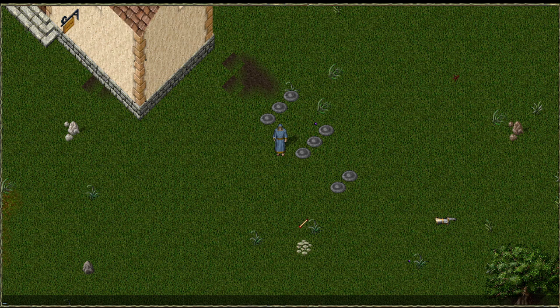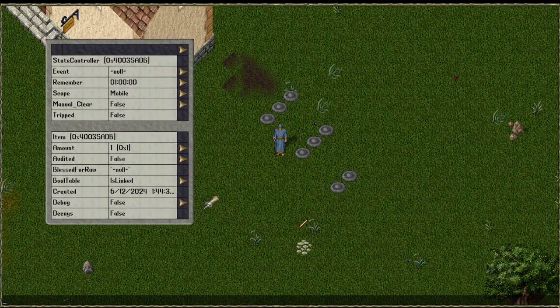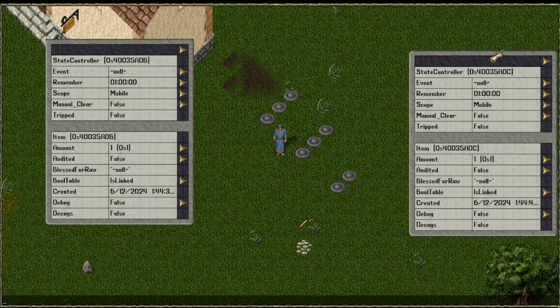I've covered state controllers in previous videos, so I'm not going to go over how they work in detail. But briefly, here I have a 3-legged quest. This is leg 1, leg 2, and leg 3. This leg of the quest will remember the mobile, which would be me in this case, for an hour. This leg of the quest will also remember me for an hour.